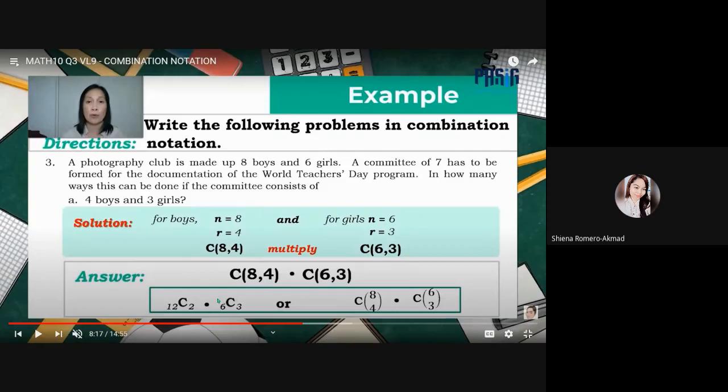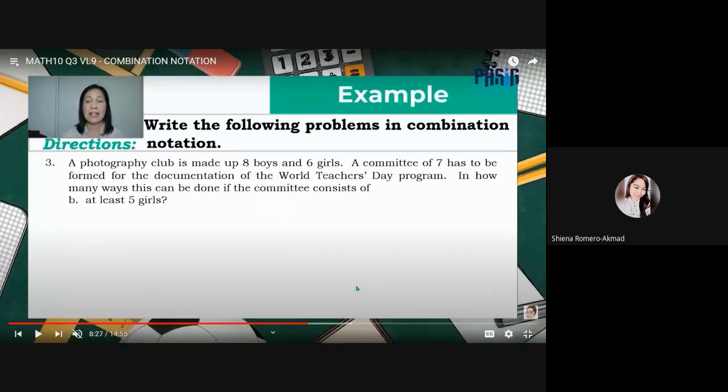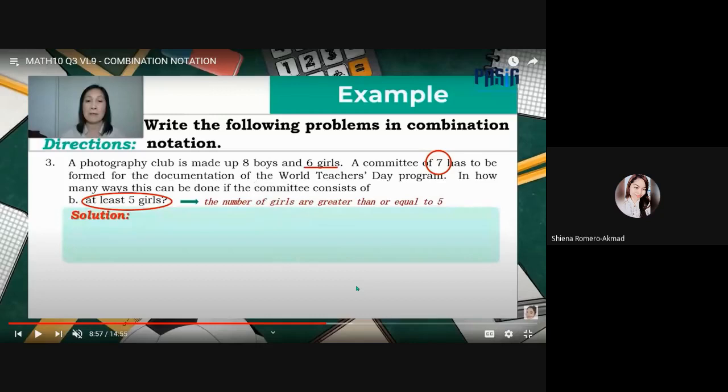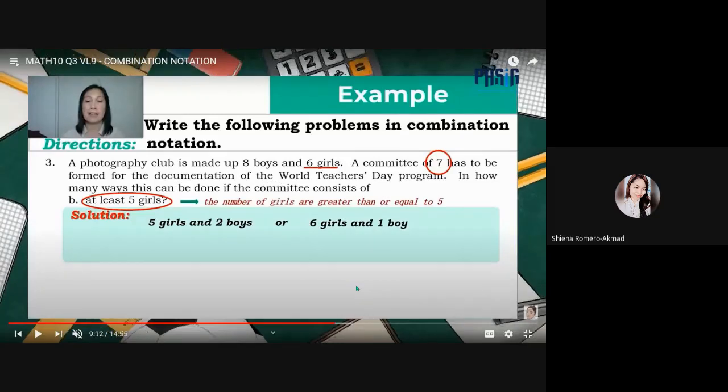So pwede rin naman ganito, I mean combination notation, pwede rin naman ganito or kaya ganito. Okay? Ayan, paano daw pag at least 5 girls? So tingnan natin yung solution niya, no? And so, katulad ng ginawa natin kanina, pwedeng 5 girls o kaya 6 girls.